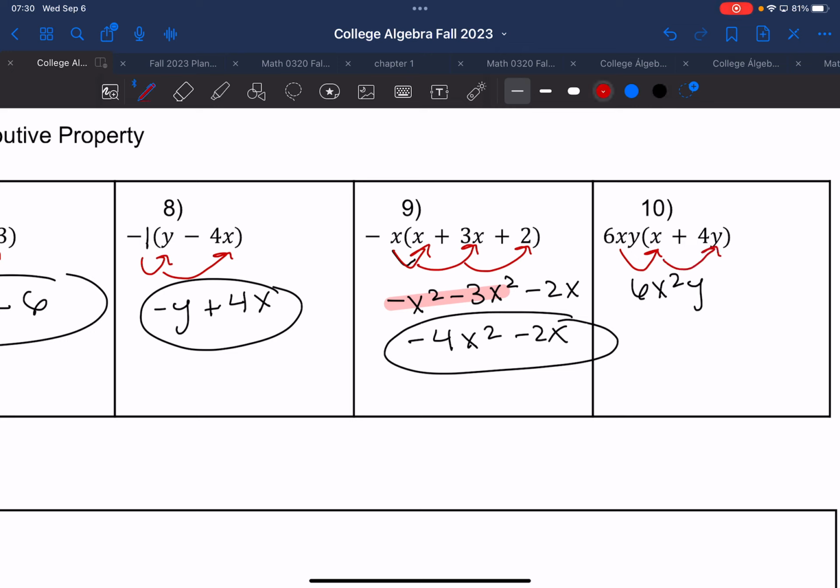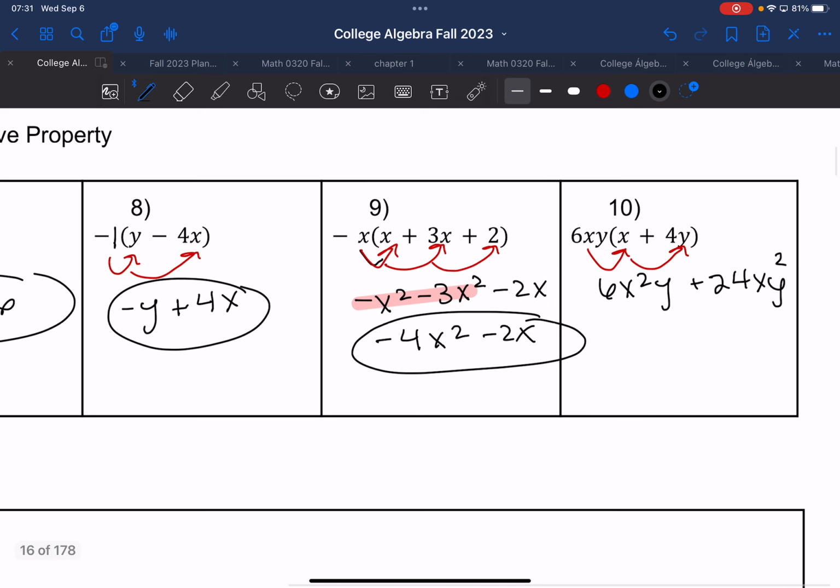Okay. And then in the next part, we have plus 24xy squared. Are these like terms? No. So this is our answer.